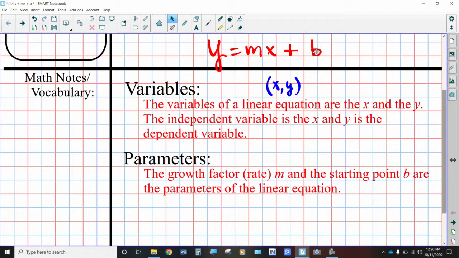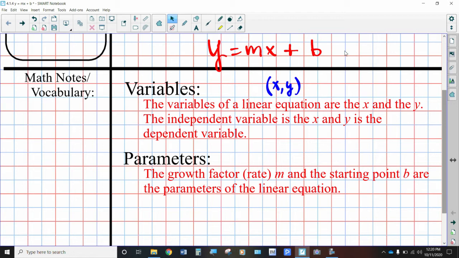So when we're talking about tile figures, the b is however many tiles are in the zero figure, because that's what you're starting with. When x is equal to 0, it doesn't matter what your growth rate is, y is always going to be equal to this number here, okay? So that's where you're starting. And then m is your growth rate. How many tiles did it increase between each figure number, okay?